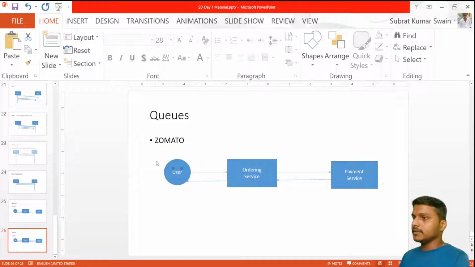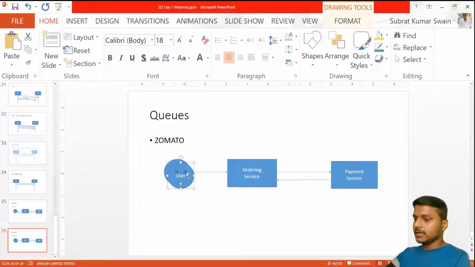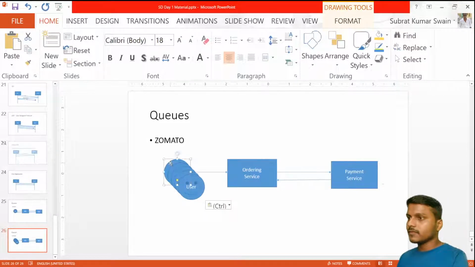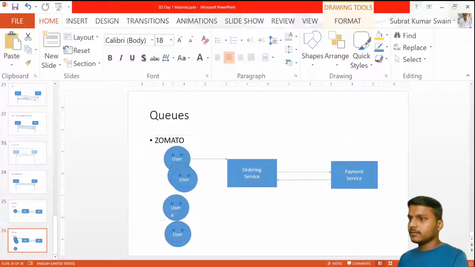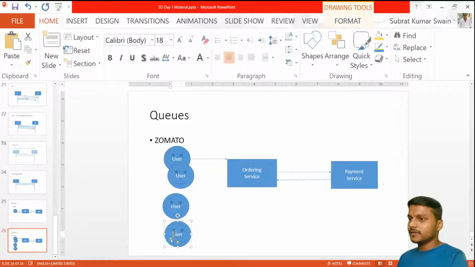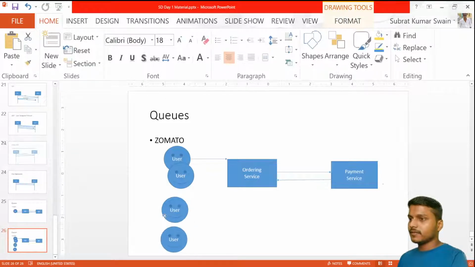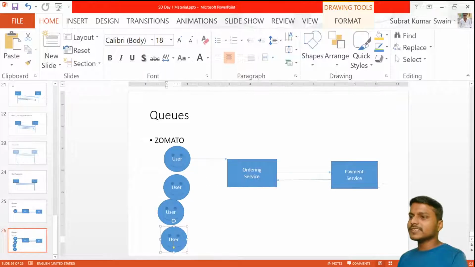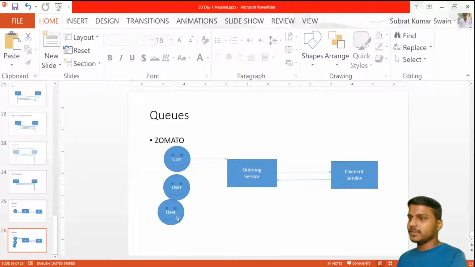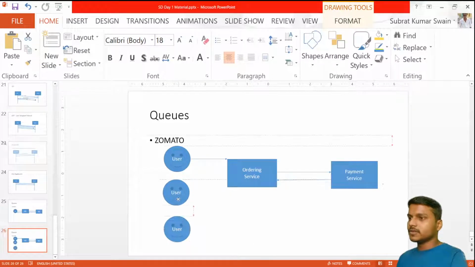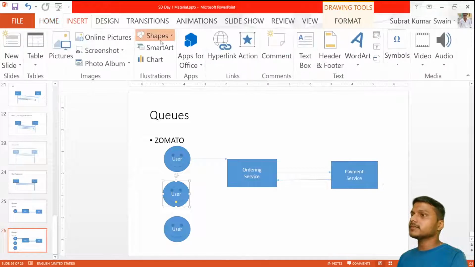Maybe I'll just duplicate this. I'll create many users, but I need to segregate them. I'll delete one of the users. This is too many users for my space, so I'll just delete it. Okay, fine. Maybe we can just take three. Let's take three only, keep it simple. So all of these users are putting requests at the same time.